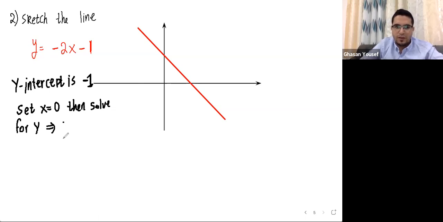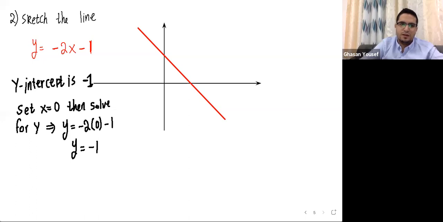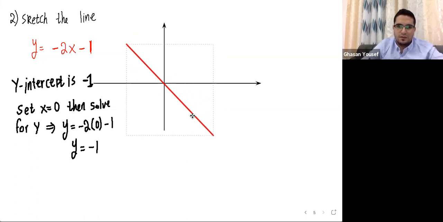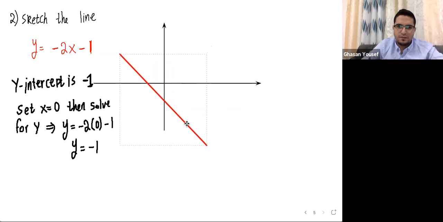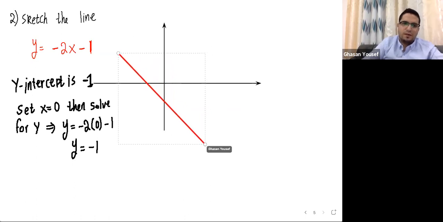So here I get y equals minus 2 times 0 minus 1. Minus 2 times 0 is 0, so I get y equals minus 1. So at minus 1, the line will be something like this. The y-intercept is minus 1, so the point here is minus 1.